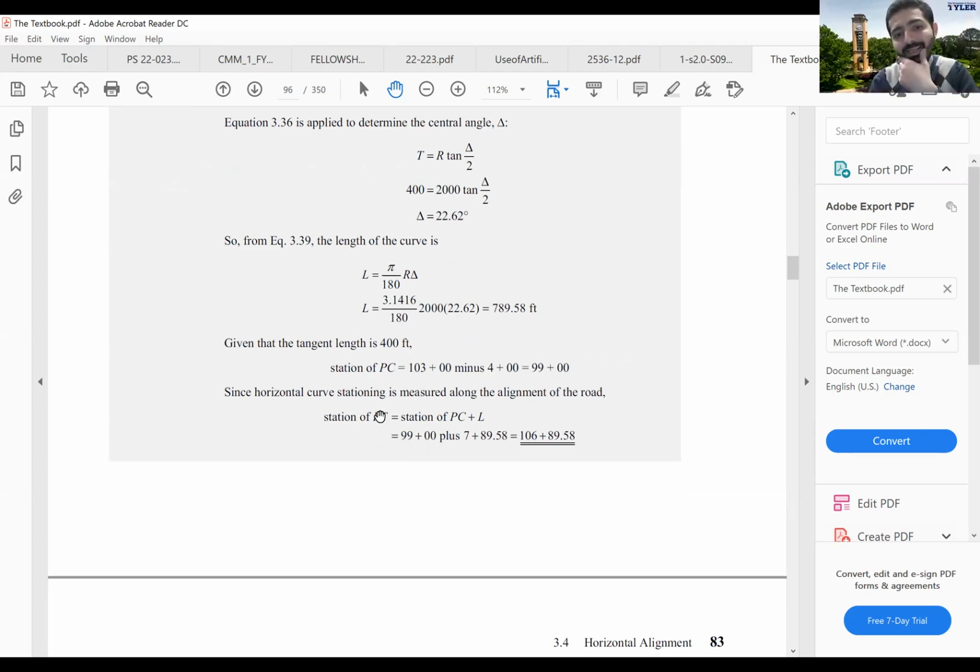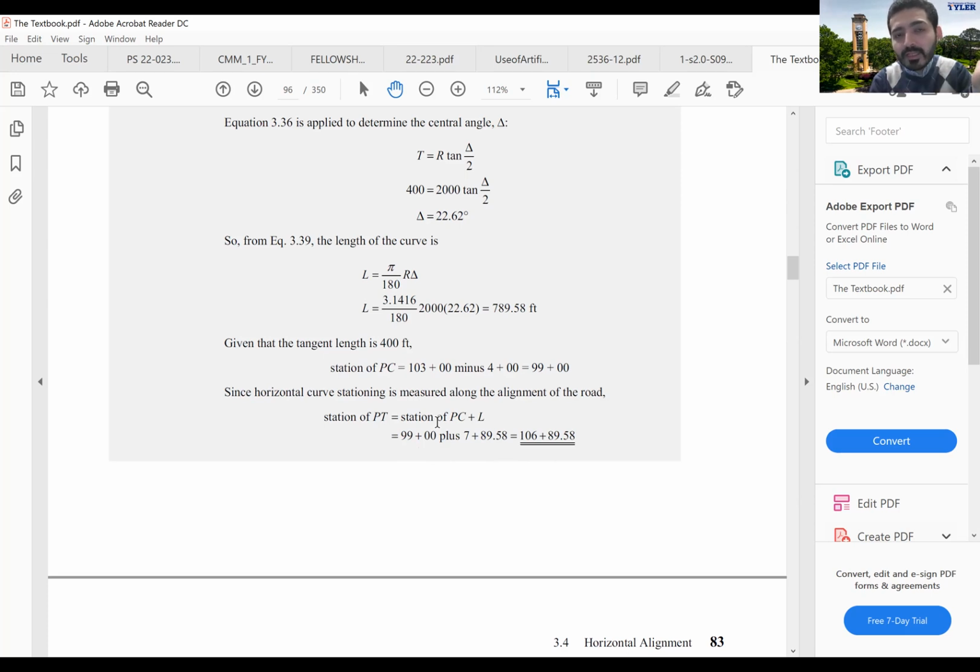And then again, this is here what I was talking about. Since the horizontal curve stationing is measured along the alignment of the road, which is different than the vertical alignment, the station of the PT is typically, we like to do it from the station of the PC plus the length of the curve. So that's 99 plus the 7 plus 89.58. This is the length of the curve that we just calculated. And now the station is 106 plus 89.58.